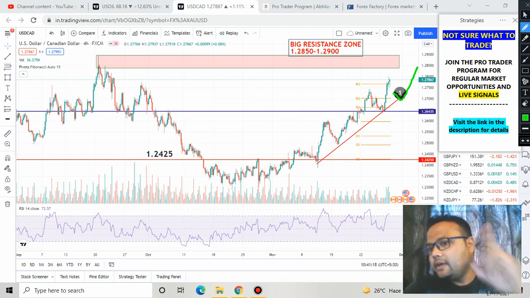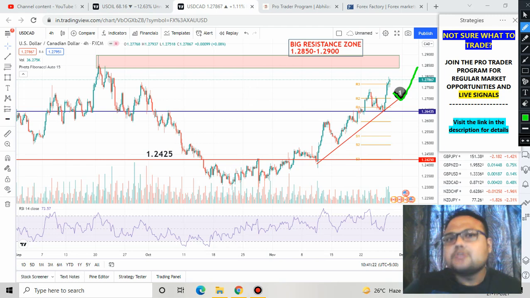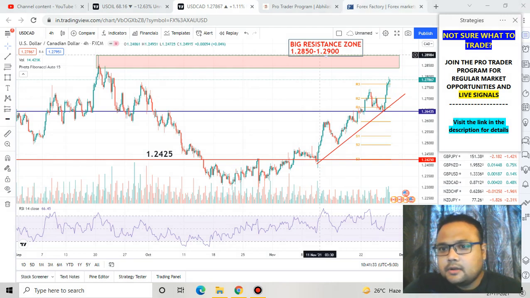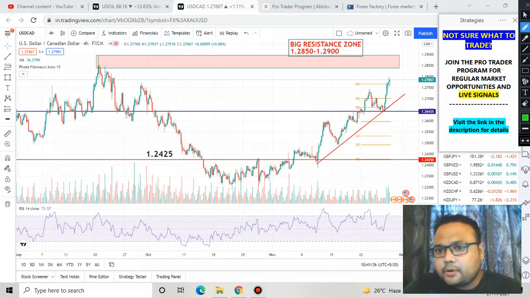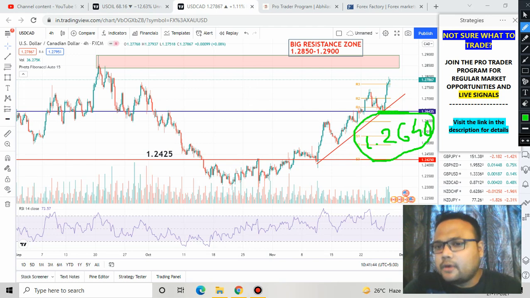So if USD CAD comes down and bounces from the trend line, which is also the dynamic support, we can take a buy if it bounces. Clear? The second trading opportunity is taking support at this level, 1.2640. This is the next support for the market.